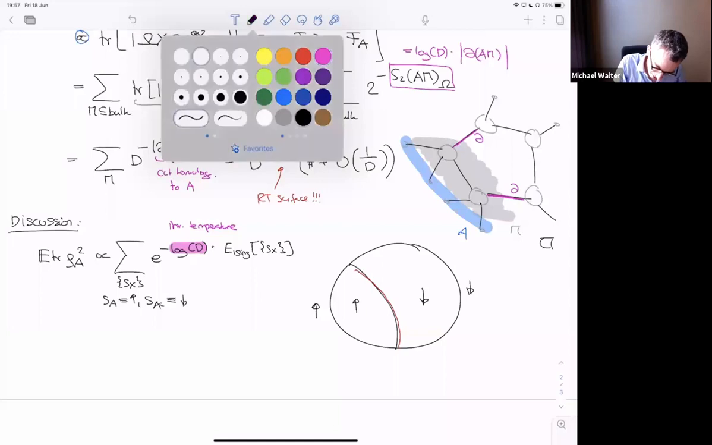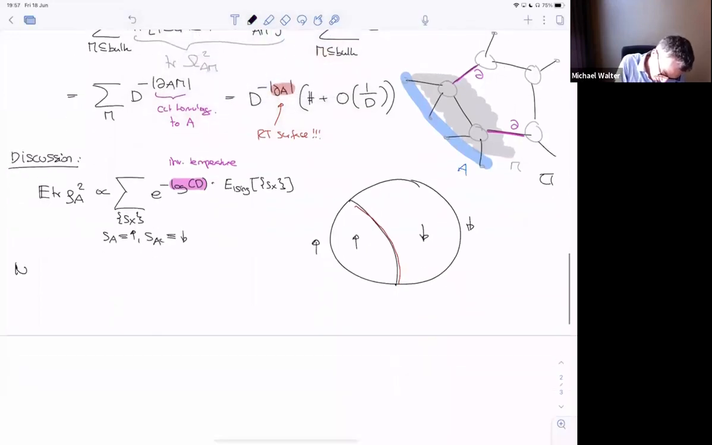So maybe I just want to say this is an extremely natural generalization to higher replica tricks. I mean, in the sense of more than two replicas.